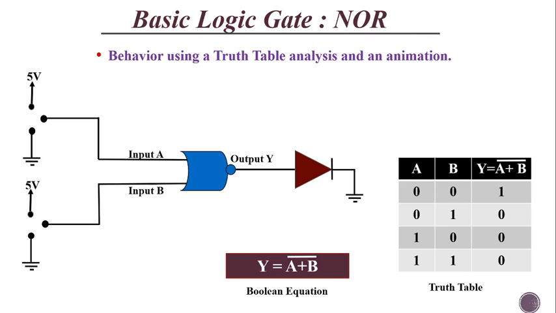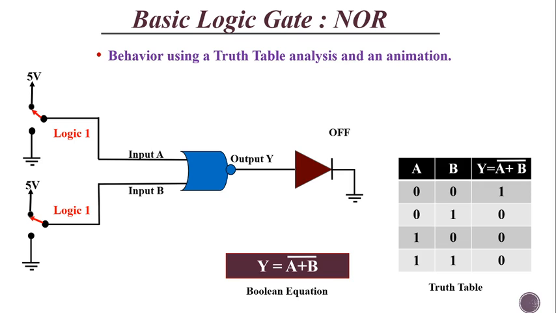So let's see the behavior of this gate using this diagram. Let's apply the different combinations of inputs. First we make inputs A and B equal to 0, 0. The output is high, so the LED is on. If we make B equal to 1 and A is 0, then the output of this NOR gate is 0, so the LED is off. If we connect A to logic 1 and B to logic 0, again the output is 0, that's why the LED is off.